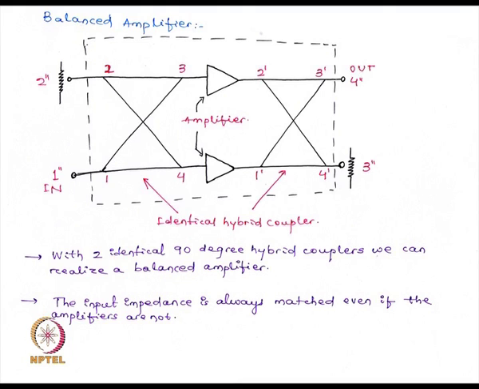So, this way at port 1 there is no net reflected wave, and hence the S11 appears to be 0. Here I must mention that it only appears to be 0; it is not that the reflected wave does not exist, it is simply that we are diverting it to port 2.